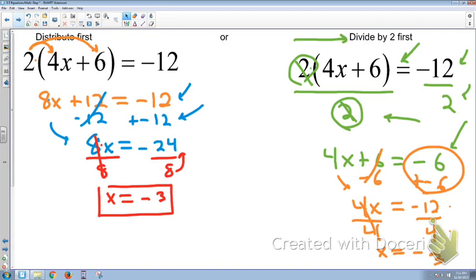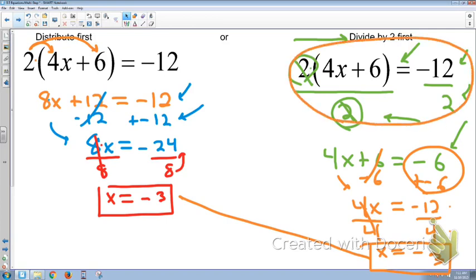And so you notice that you get the same answer here as you do over here, and they were solved differently. Again, I would recommend distributing first to keep it simpler, but this information right here is going to be especially helpful for you when you get to the 8th grade. So hopefully that made sense to you. Good luck on the quiz.